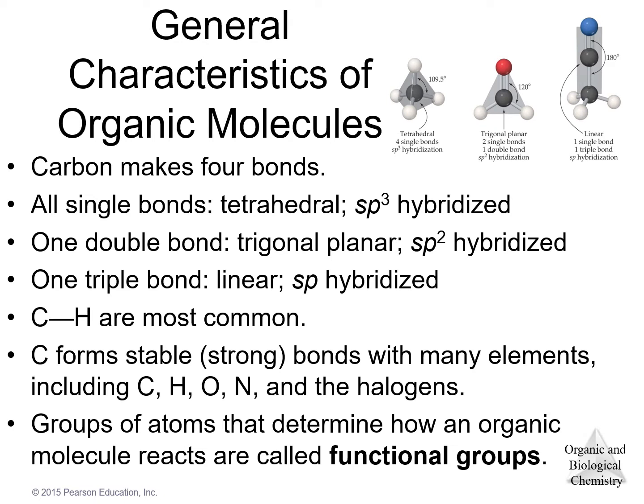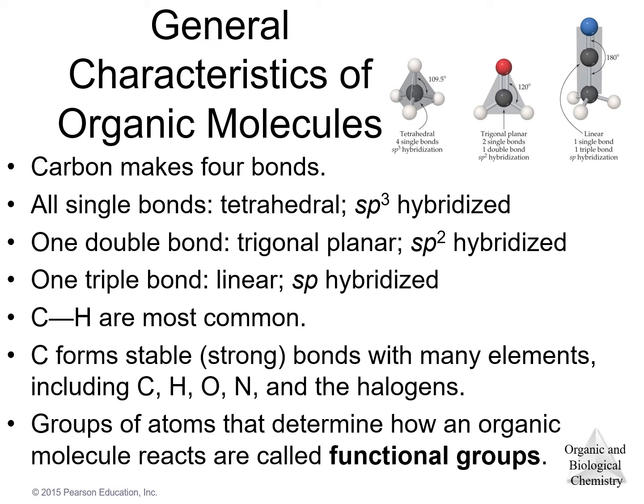Now, when it comes to organic molecules, carbon can make four bonds. When it makes all single bonds, they are tetrahedral in shape, and this is from chapters 8 and 9 of your book. Double bonds would be trigonal planar, single bonds tetrahedral, and a triple bond would be linear, sp hybridized. Carbon and hydrogen are most common. Carbon forms stable and strong bonds with many elements, including itself, hydrogen, oxygen, nitrogen, and the halogens.